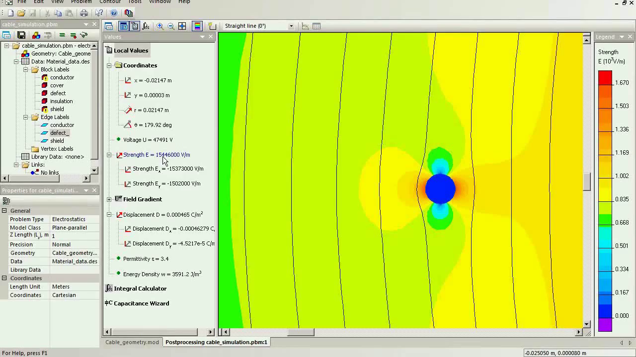So with QuickField you can simulate how the different defects in the insulation affect the electric field stress distribution.